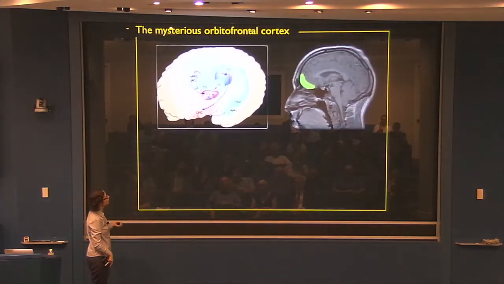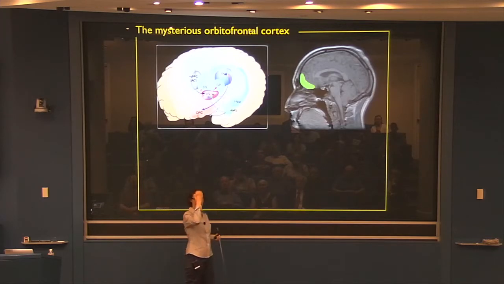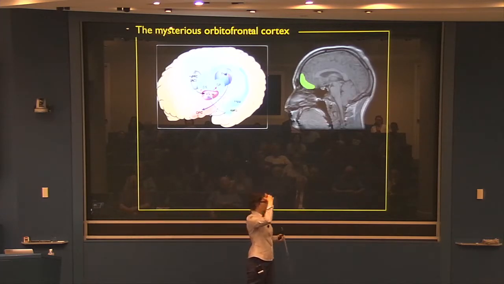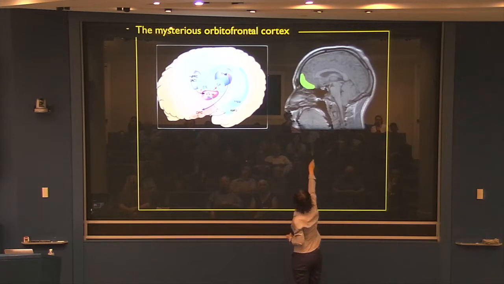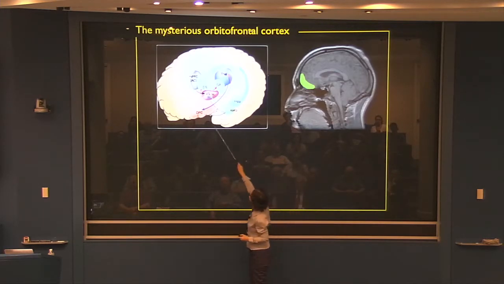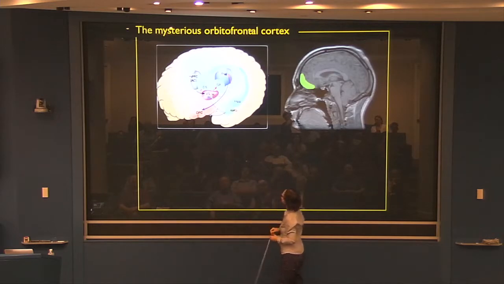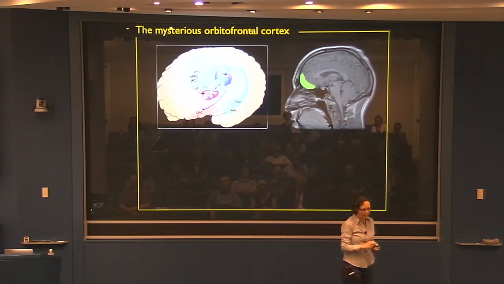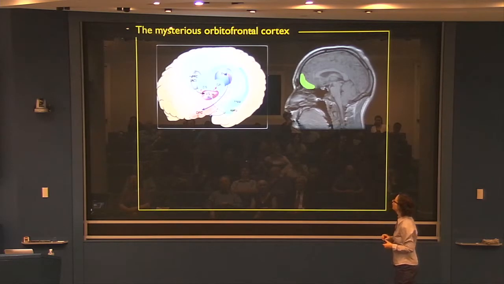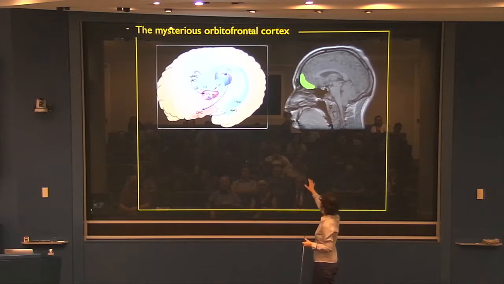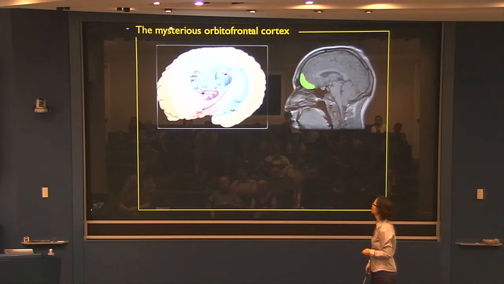And I want to introduce you to this area called the orbital frontal cortex. So the orbital frontal cortex is the area above your eyes, above the orbits of the eyes. You can see it here in a side view. It's down here. It's a very special area. It's strongly connected. It gets inputs from sensory cortices all over the brain. It gets input from subcortical areas. It sends connections back to many motivational and decision-making areas. But despite that, it's still not completely clear what this area does.